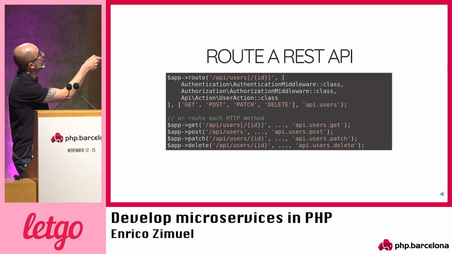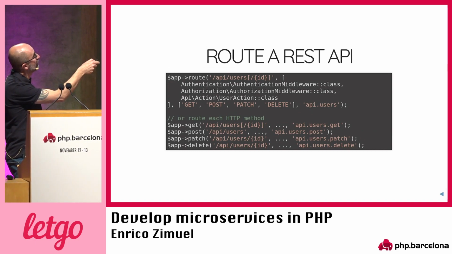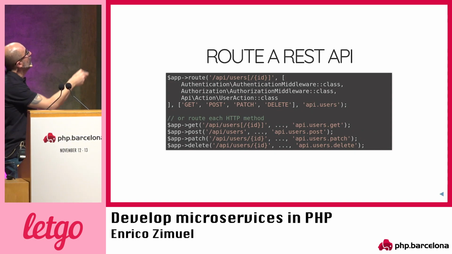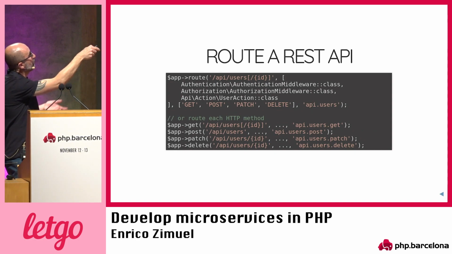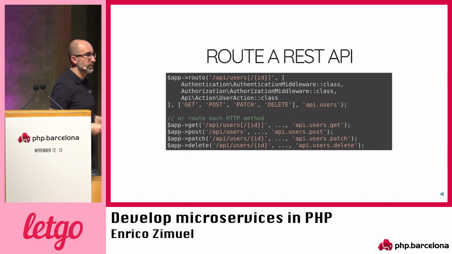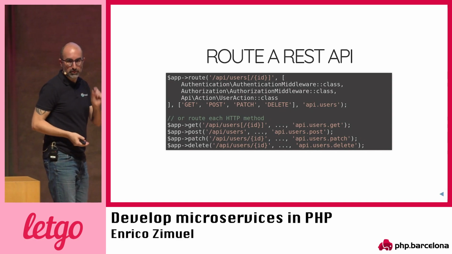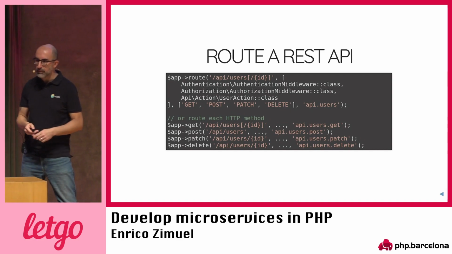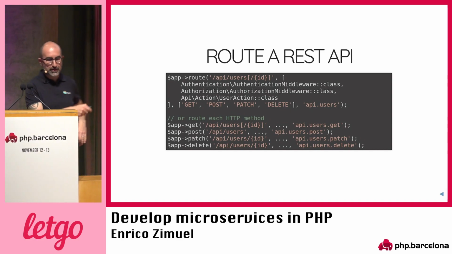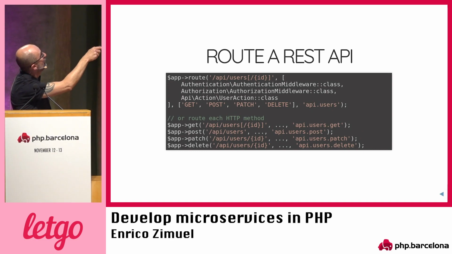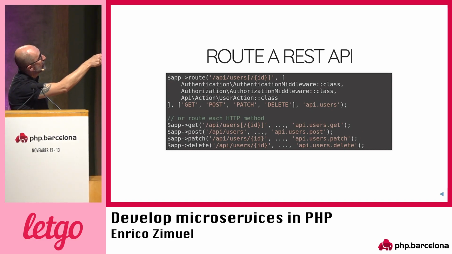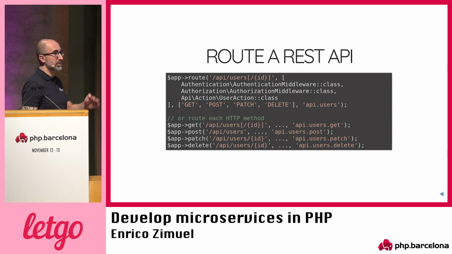You can have, of course, optional parameters in the URL. For instance, in this example, ID is an optional parameter. So this is kind of a REST API where you pass or not the ID. If you don't pass the ID, you get all the list of the users. If you pass the ID, you manage the specific user. And as you can see, there is, as a second parameter, an array, because here you can pass as many middleware as you want, and they are executed in order.